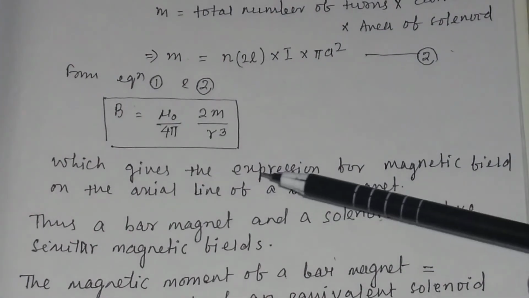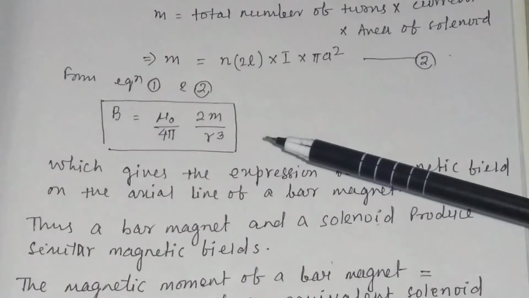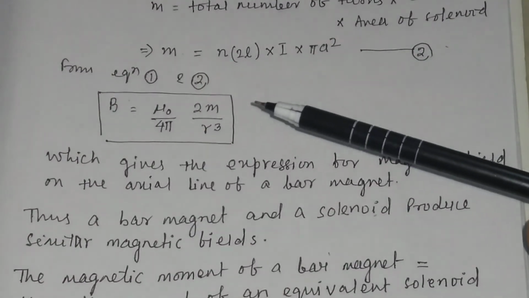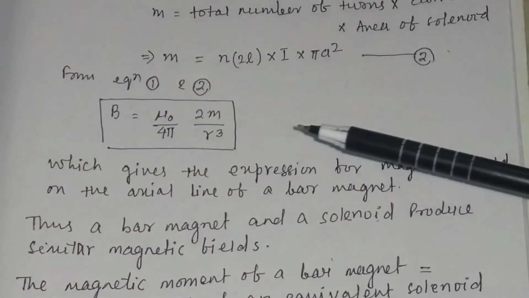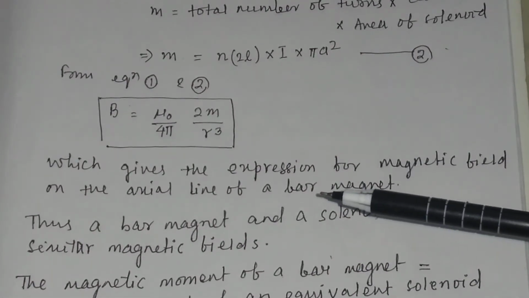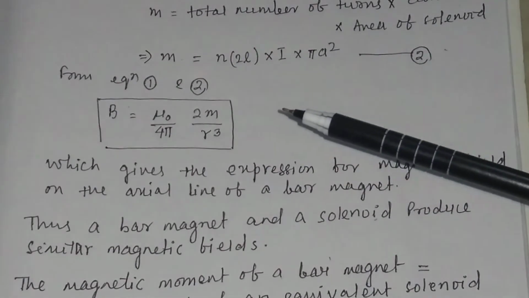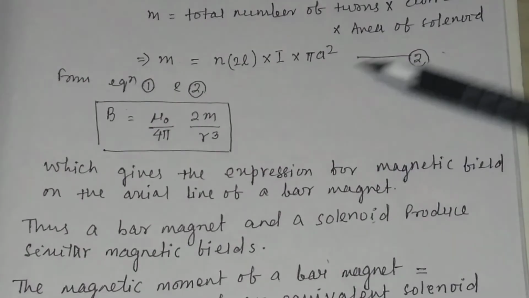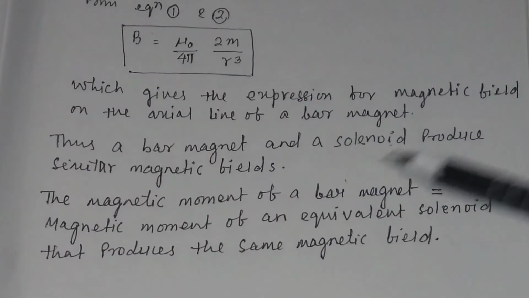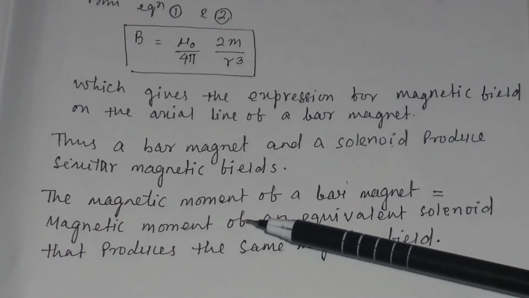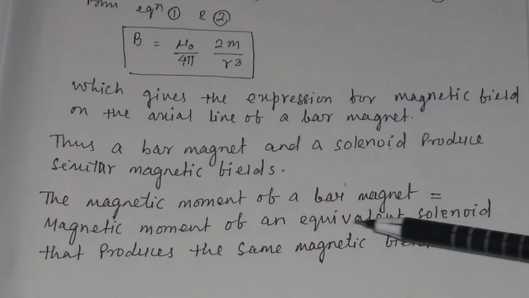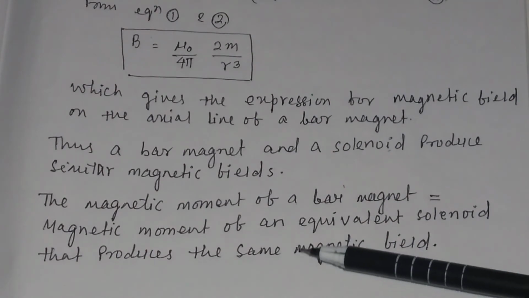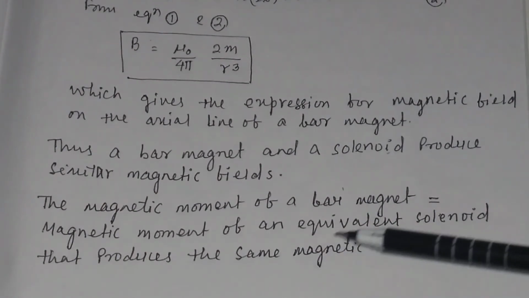Similarly, you can also prove the magnetic field produced by the solenoid on the equatorial line will be equal to the equivalent magnetic field of the bar magnet on the equatorial line. Thus, it can be concluded that the magnetic moment of a bar magnet is equal to the magnetic moment of an equivalent solenoid that produces the same magnetic field.